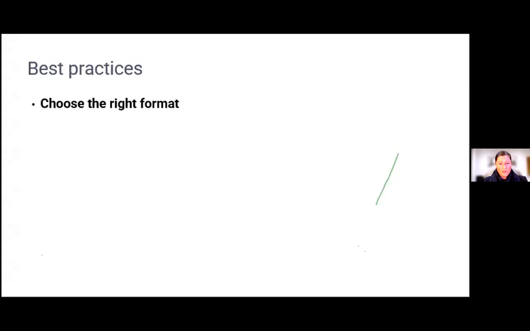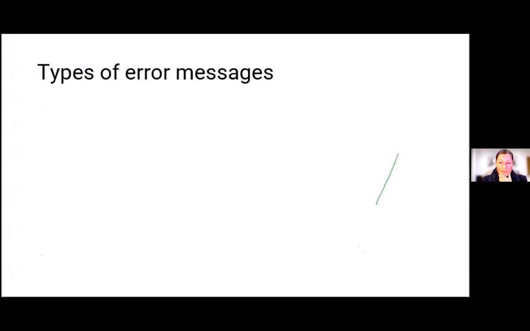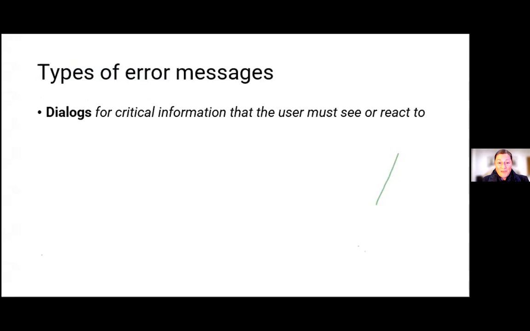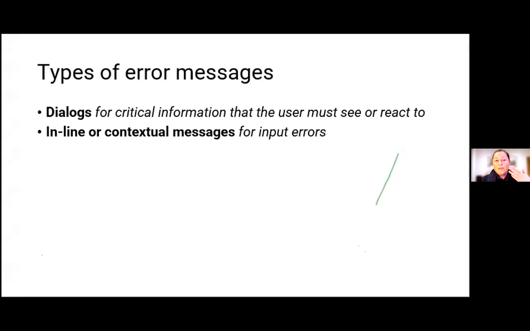When you think about error messages, you want to choose the right format. By that, I mean you think about different types of error messages. And for that, you obviously have to work together with your designers and developers, because you could create a dialogue, which is good for critical information that a user might see or react to, because it comes up in front of you. You can't do anything until you've acknowledged that you've seen it. You could do inline or contextual messages that are good for input errors. Those two are the most common, I would say, the first ones that people think of.